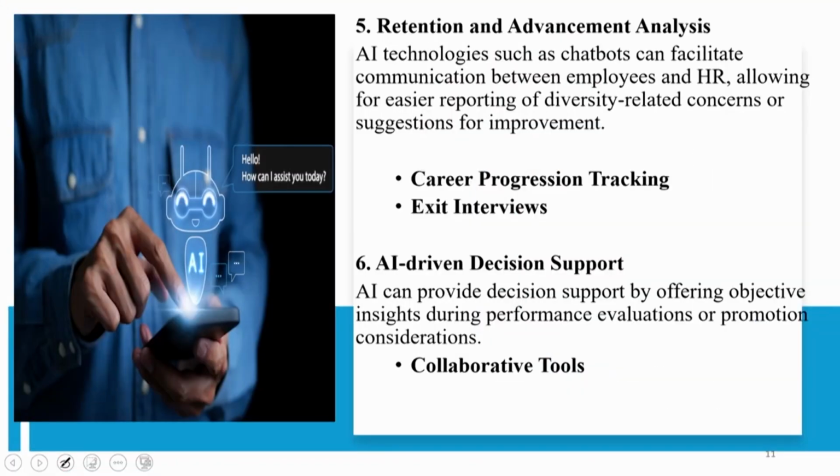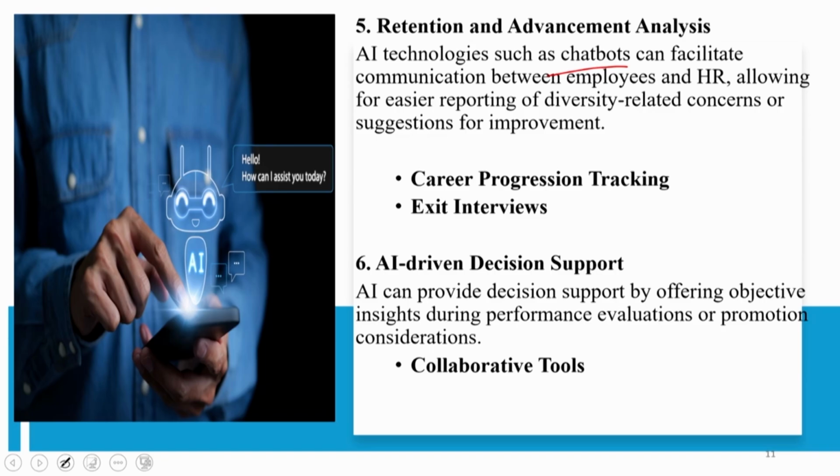You also have the possibility of retention and advancement analysis as an aspect of leveraging AI. When you look into AI technologies such as chatbots, they can facilitate communication between employees and HR, allowing for much easier reporting of diversity-related concerns or suggestions for improvement. So this enhances engagement by making employees feel heard and valued, which is otherwise missing.